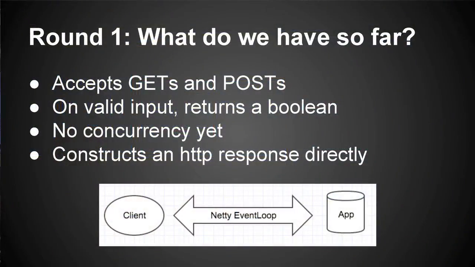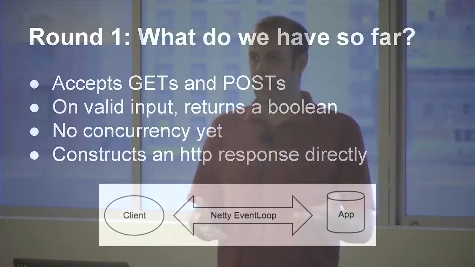All right, so what do we have at the end of round one? We can accept gets and posts. We have the Boolean state that we can return and update. As I said, we have no concurrency yet. And our application is directly constructing these HTTP responses. But this means that our coworkers working on the intranet portal can embed a little widget that makes a GET request to our service, and maybe a button that does a post if you want to update it.